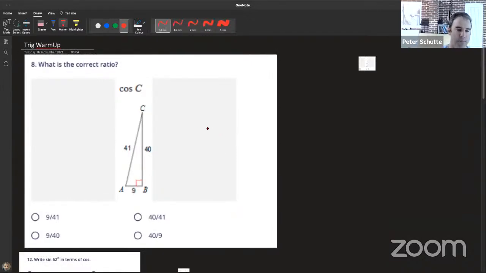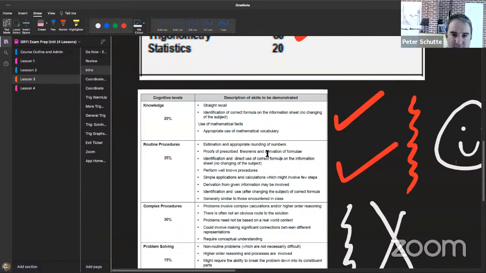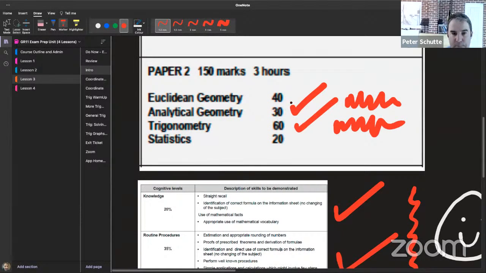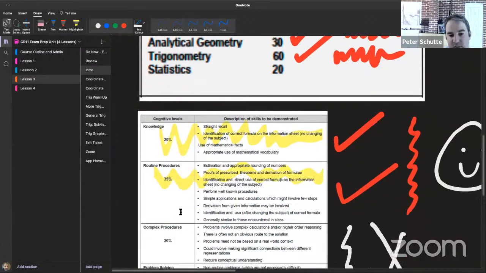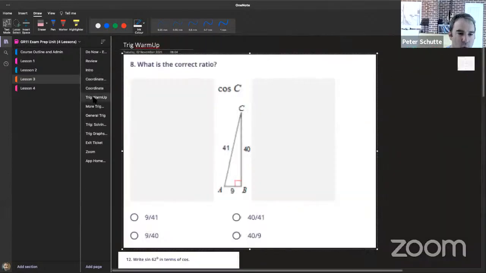Okay, so like I said earlier in the lesson, if we look at the paper, we're going to focus our attention today on analytical geometry and trigonometry, because these are the bulk of paper 2 marks. Within that, we are going to focus on knowledge and routine procedures, because that is a good strategy before we move on to the complex procedures and the problem solving. So I'm going to do a warm-up where I can check your basic knowledge.